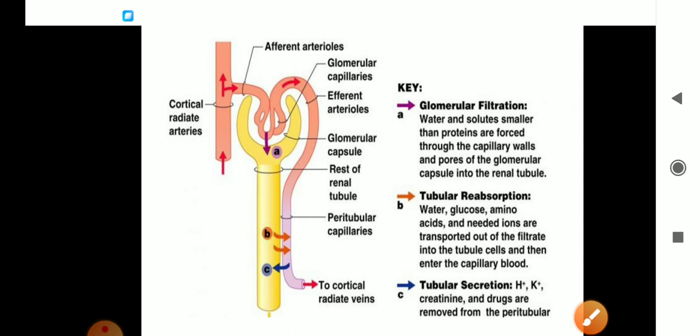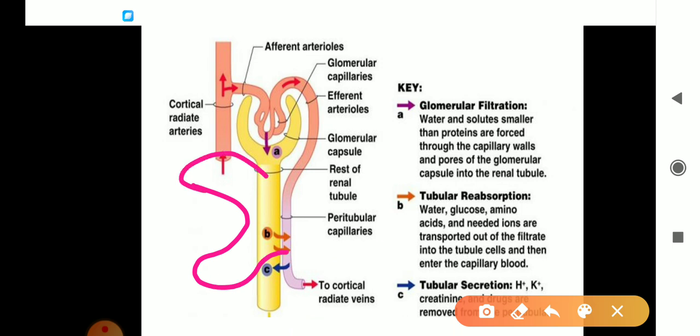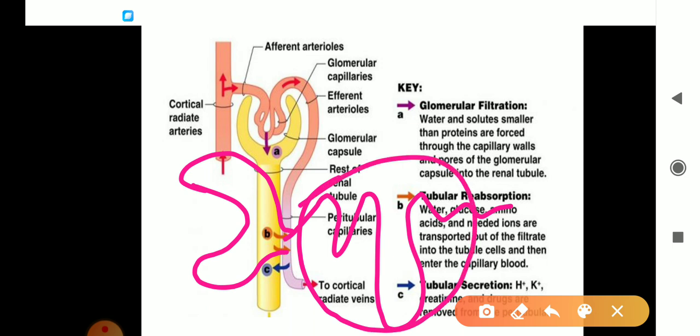If you remember the previous diagram, we made a structure like that. This portion is called the renal tubule. In the renal tubule, reabsorption takes place. It means the substances which are good for our body are again absorbed in the cell wall of the renal tubule, and they are then transferred again into the blood vessels. These substances are sent back to the blood.